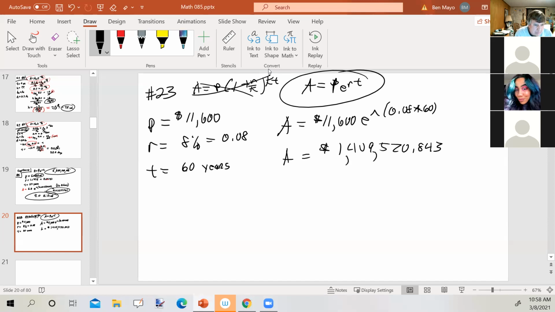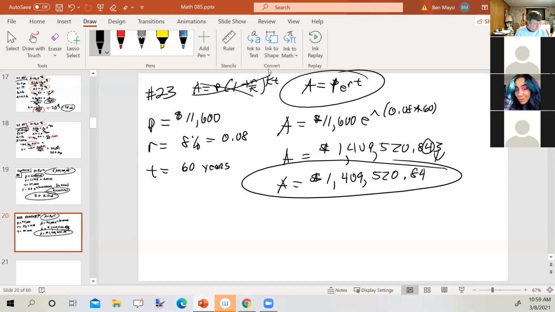1,409,520.843. Now, it said round to 2 decimal places, which would be here. So the 3 would round down. So this is $1,409,520.84. Alrighty.